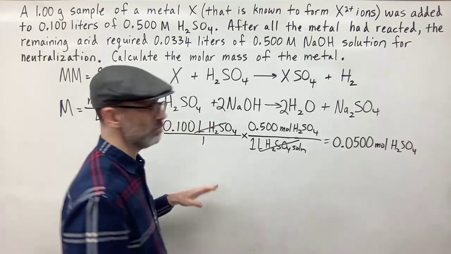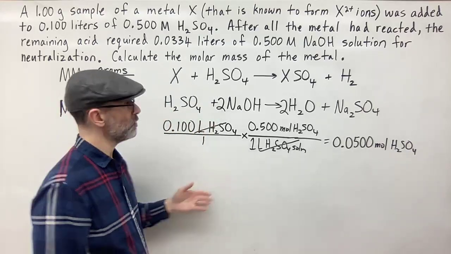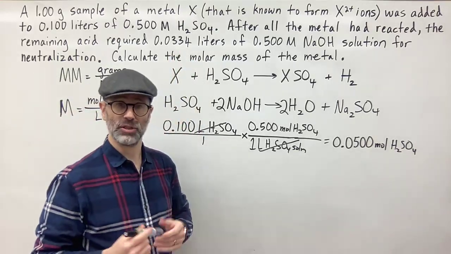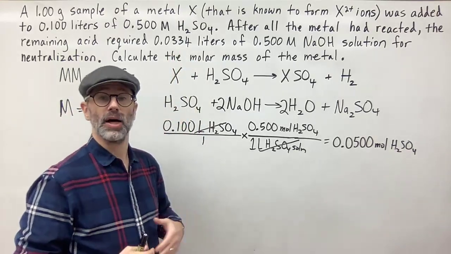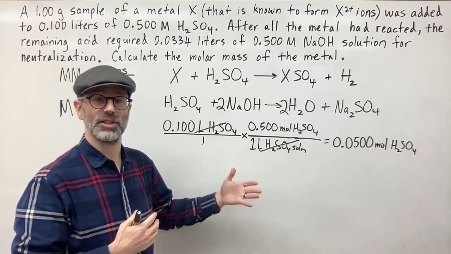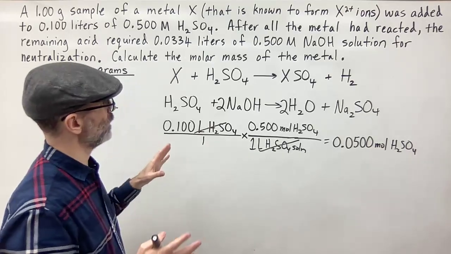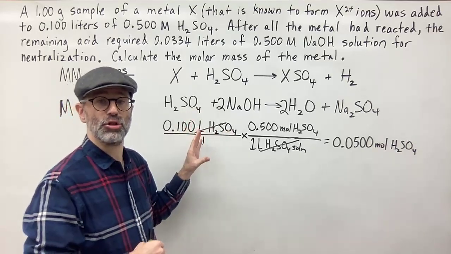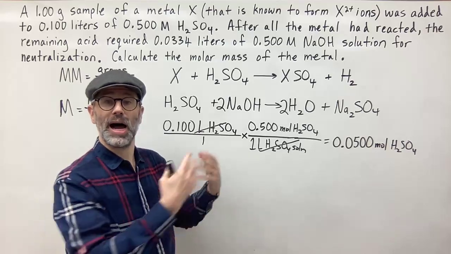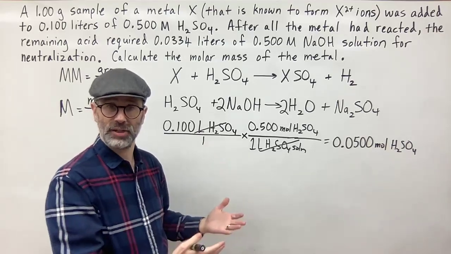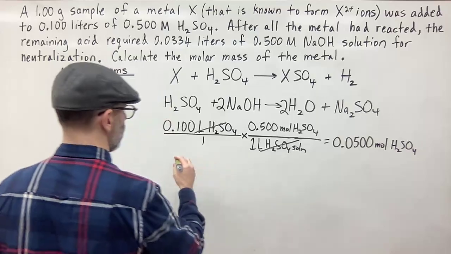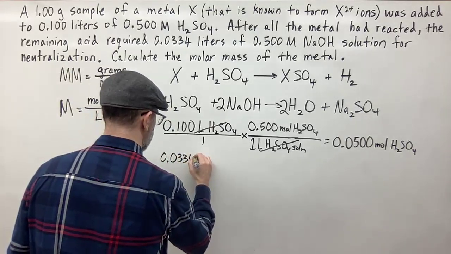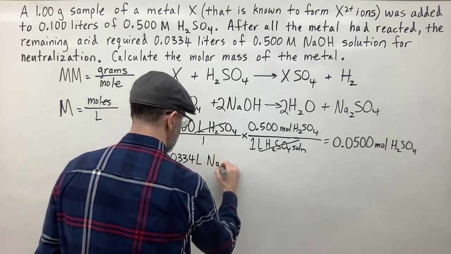So now we can figure out how much was left over. We're told that 0.0334 liters of our NaOH solution was used to react and neutralize whatever acid was left over. We can use stoichiometry to convert from the liters of NaOH used to neutralize the leftover to find out how many moles of the leftover acid got neutralized. So we're going to start with 0.0334 liters of the NaOH solution.